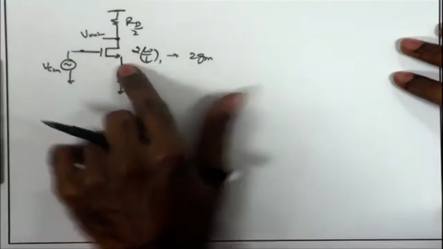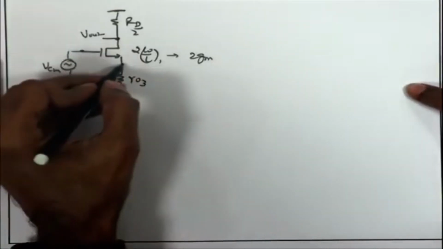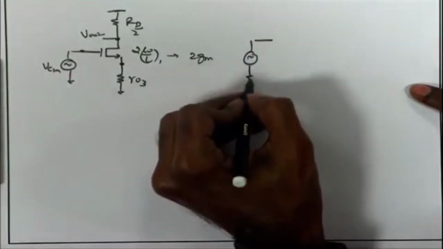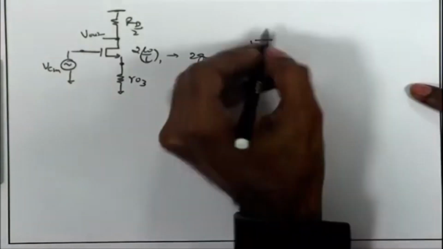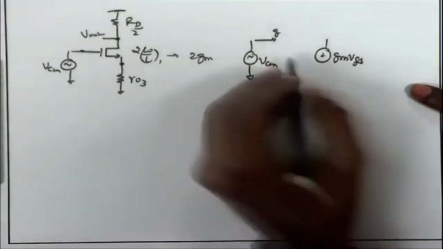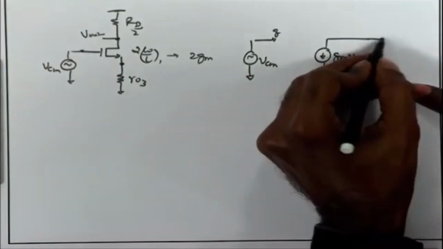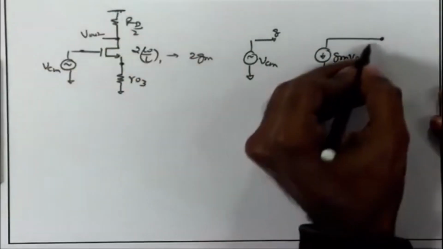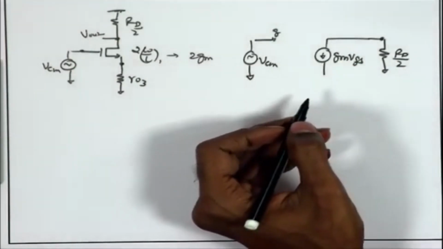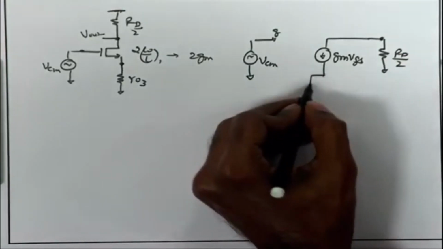In a normal common source amplifier, we have the source connected to AC ground, but now we do not have this at ground, we have an RO3 over here. So, I can quickly draw the small signal model. We have VCM applied at the gate terminal. We have GM VGS as the current source between the drain and the source. Between the drain and the VDD, I have RD by 2. I am ignoring RO by 2 for the time being for simplicity as compared to RD by 2, and then my analysis is relatively simple.